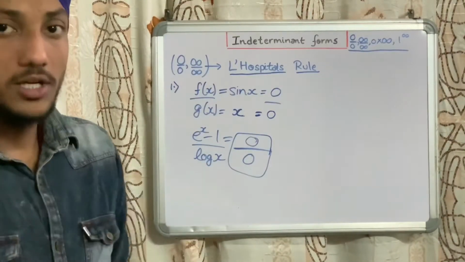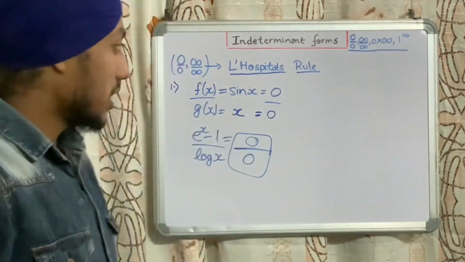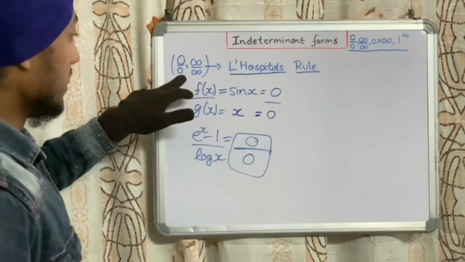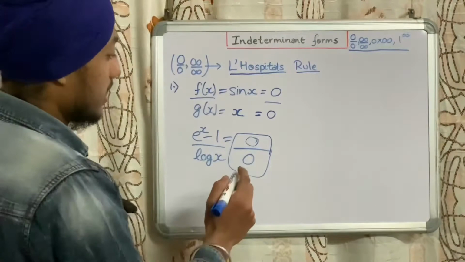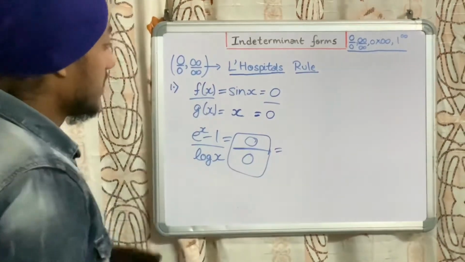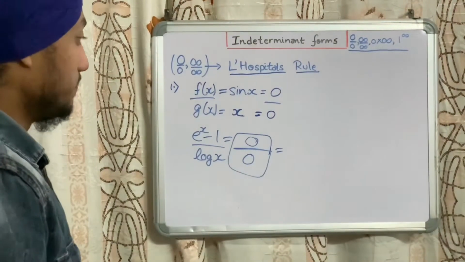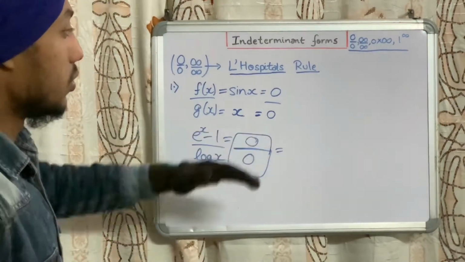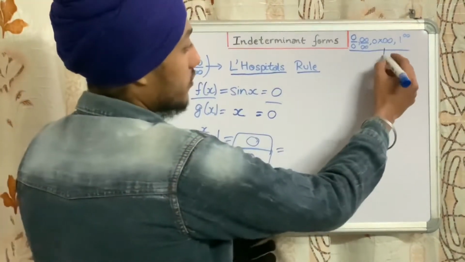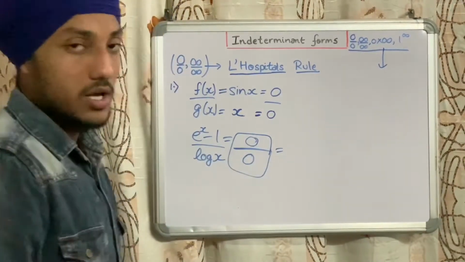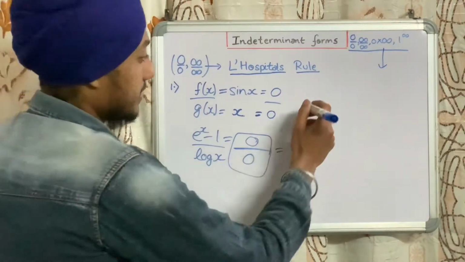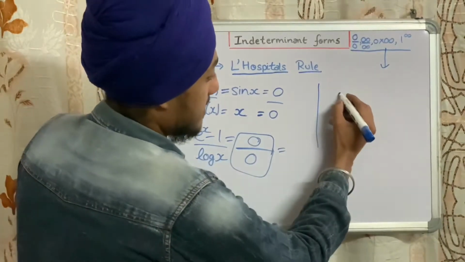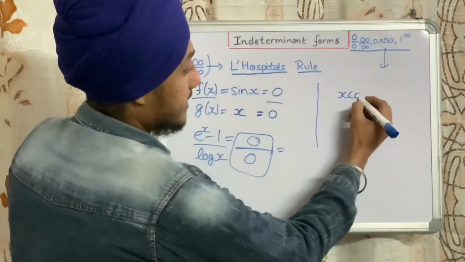We will discuss how to apply L'Hopital's rule specifically to these indeterminate forms. For other indeterminate forms, we first convert them into either 0 by 0 or infinity by infinity. Let's look at the 0 into infinity form and how we can convert it, considering some examples, like x into cos x.